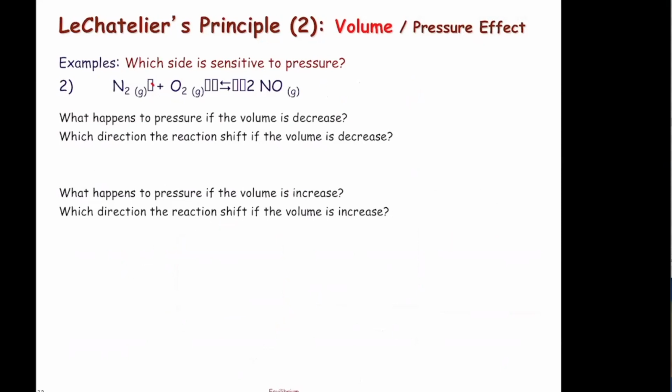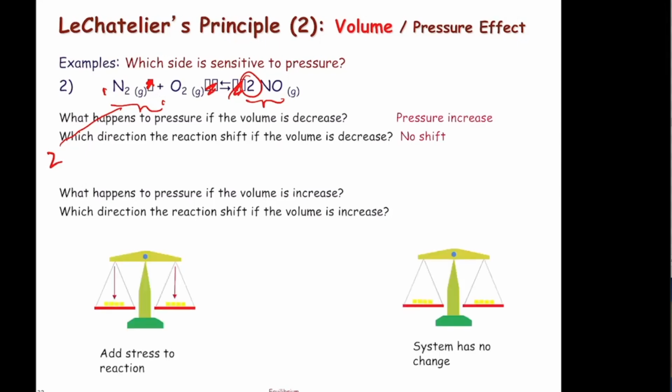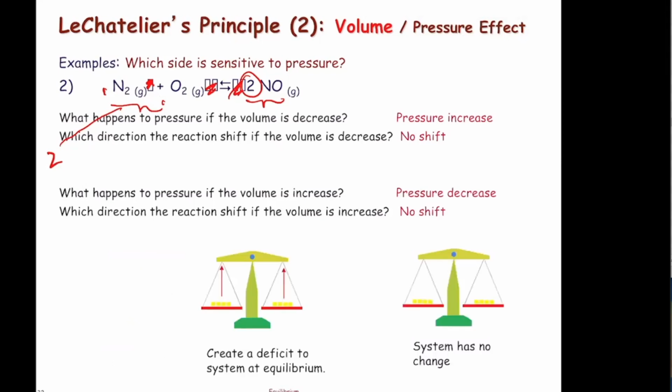If you look at this equation, you're going to see that this is a balanced equation again. Count the number of moles of gas on the left. This is one, so there's 2 here. And there's 2 here. So the moles of gas are equal on both sides. This is not sensitive to pressure. You change the volume, by decreasing it or increasing it, nothing's going to happen. No shift. Because the moles of gas, and you're only looking for moles of gas, are the same on both sides. That's key. Let's take a look at this next problem.